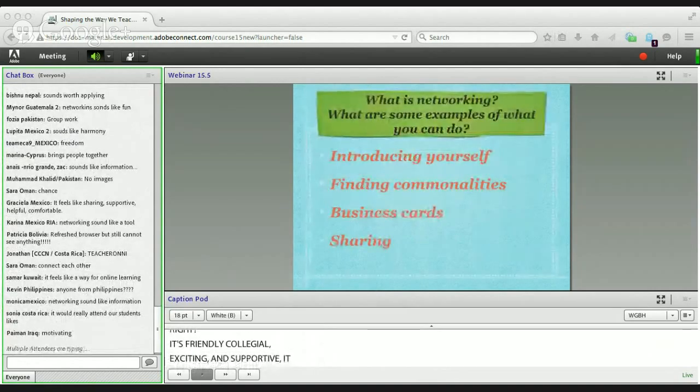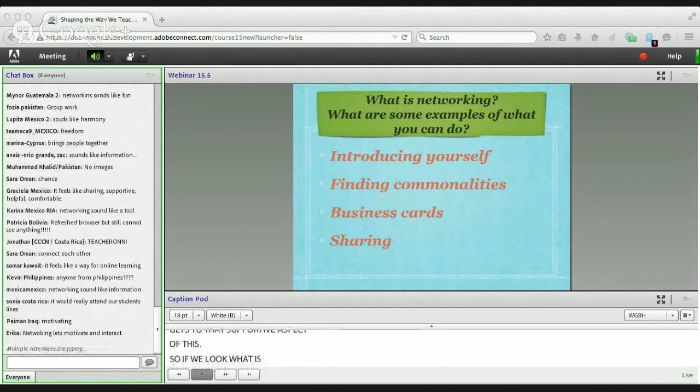So if we look, what is networking? What are some actual examples that you can do? So the first step, right, obviously, is to introduce yourself.